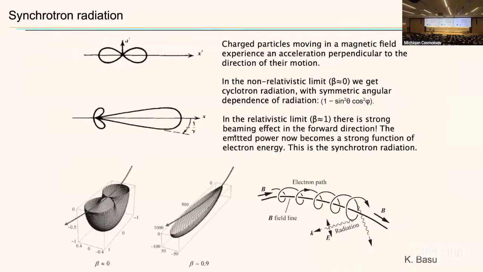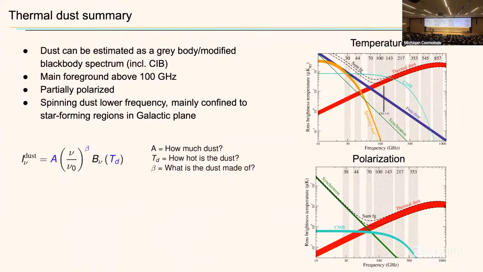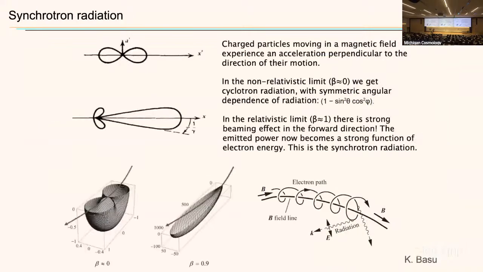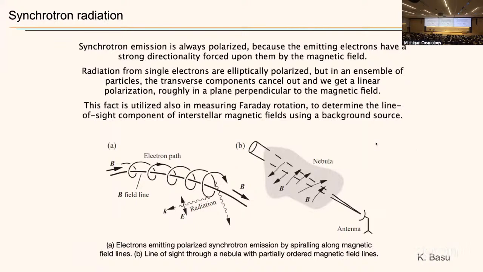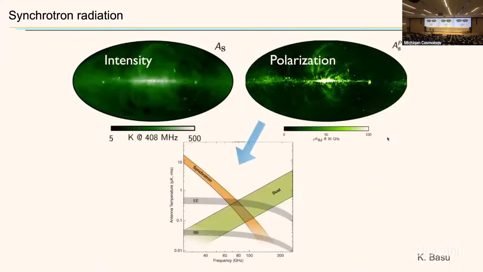Then there's synchrotron radiation, which goes over here. That's that green line here, which becomes really important at lower frequencies and polarization. This is due to charged particles moving in magnetic fields and experiencing an acceleration. We don't have to read through all of this, but if you're interested in the details of synchrotron radiation, you can read this. There's a lot of this, actually. I'm not going to read all of this. We're going to get to questions and answers instead.